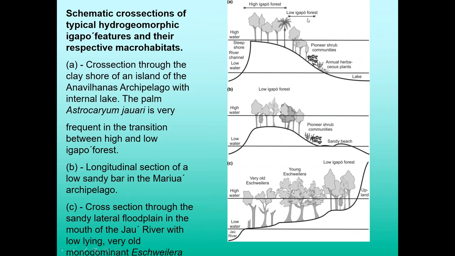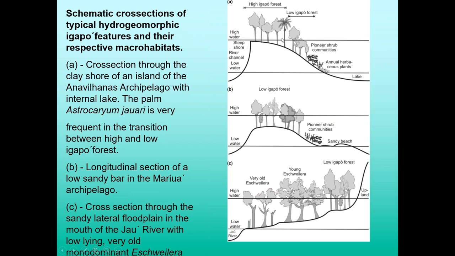Now let's translate the theory into a practical example. I used here the Rio Negro floodplain because it is not so complex and not so diverse as the Pantanal is. In the upper figure, you have a cross-section through the shore of an island in the Negro River. At high water level, the total island is covered by water.